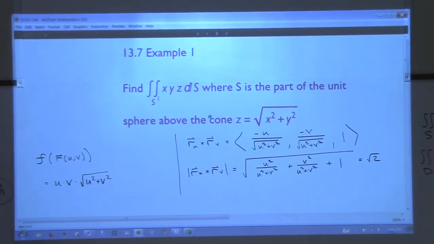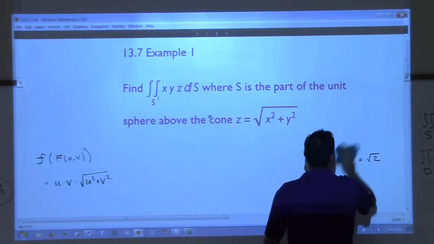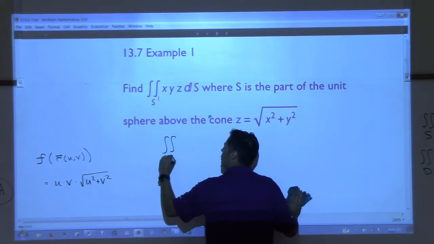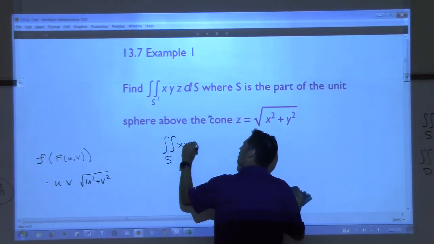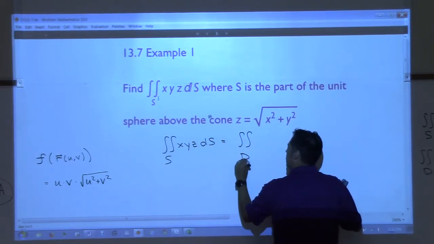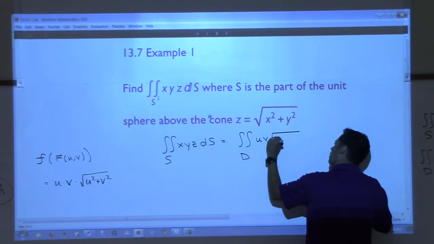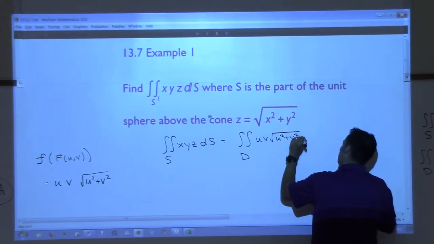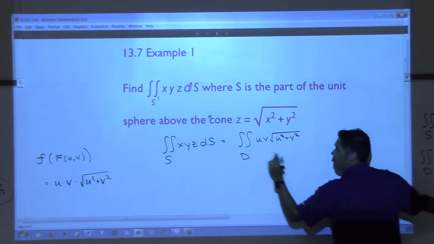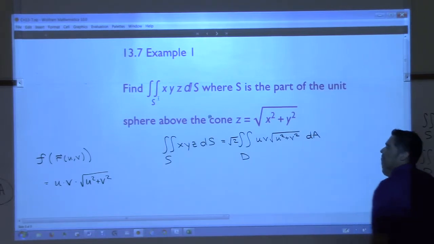Okay, I think we're ready for the double integral then. So now, finally, the surface integral of x, y, z with respect to surface area should be the double integral over D of that, u v square root of u squared plus v squared, times the magnitude of the cross product of the partials, which we said was root 2, so I can bring that out here, and then dA, right?